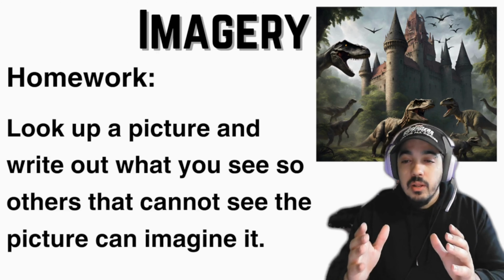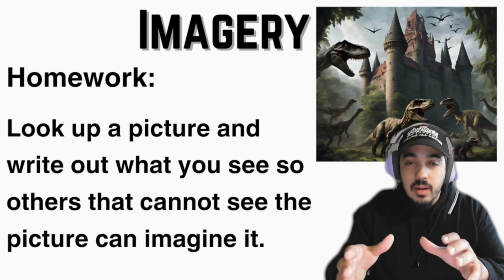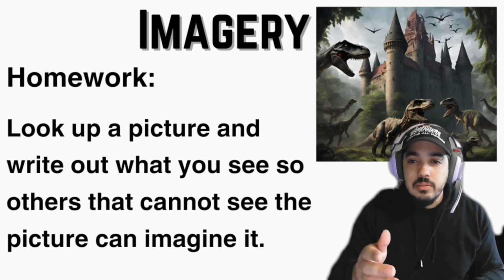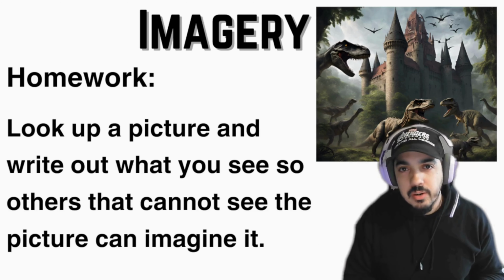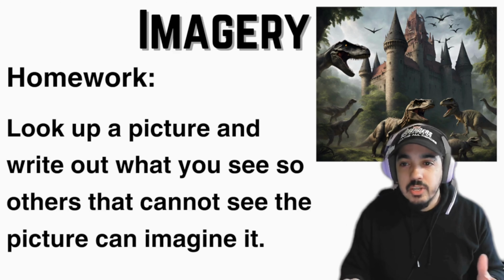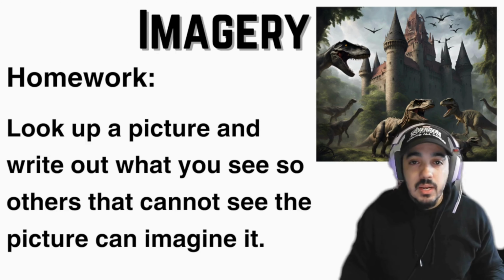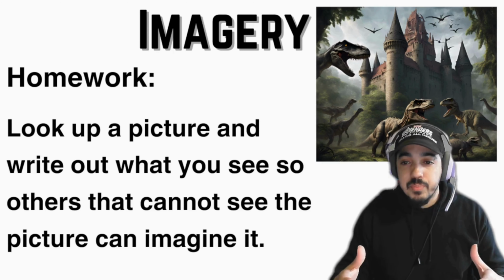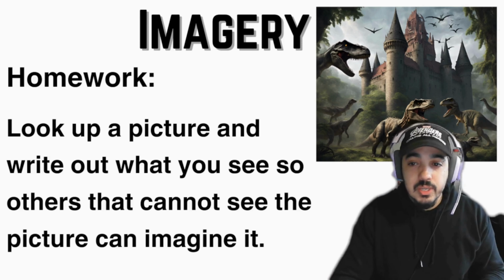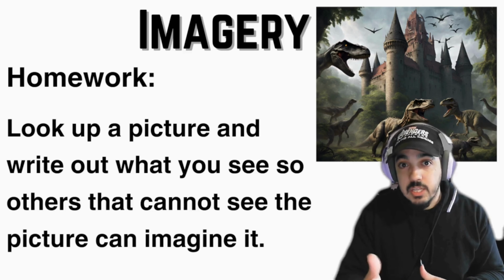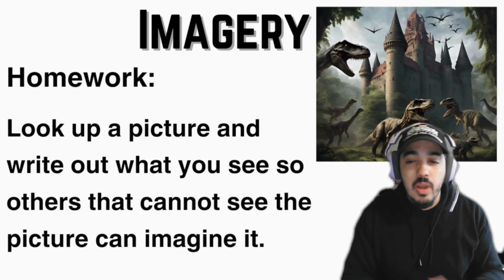But anyway, in the description right here, I want you down below in the comments to write some imagery about this picture here, okay? It's a castle with dinosaurs. How would you describe the scene for somebody who cannot see the picture? Let's say I'm trying to make this a podcast, and someone can't see the picture, but I see it. How would you describe it? So comment below what you think.